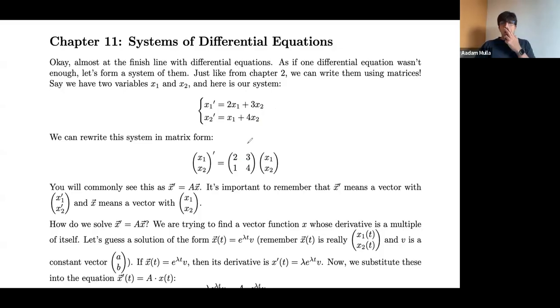A common notation, which I don't really like that much, is that we generalize this as x prime equals Ax. Here x should have a vector symbol to show that x is actually a vector, right? X is not just one variable. X is implicitly x1 and x2 all the time. It equals A, which is your matrix, times x. So x prime is going to be x1 prime and x2 prime. You take the derivative of each element in your vector. So always remember that in your head.